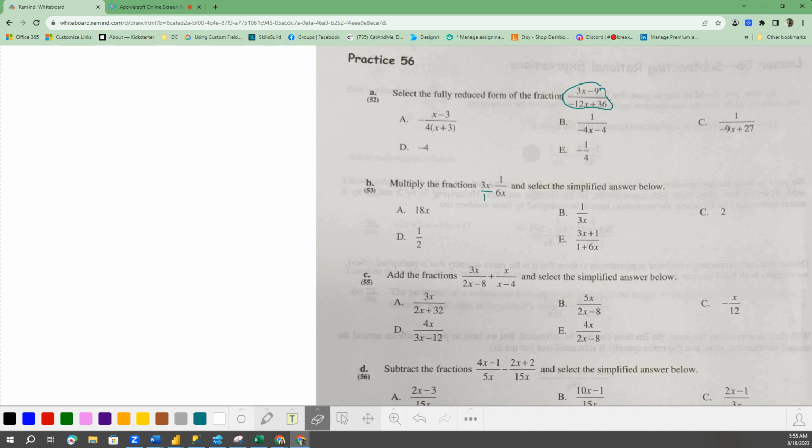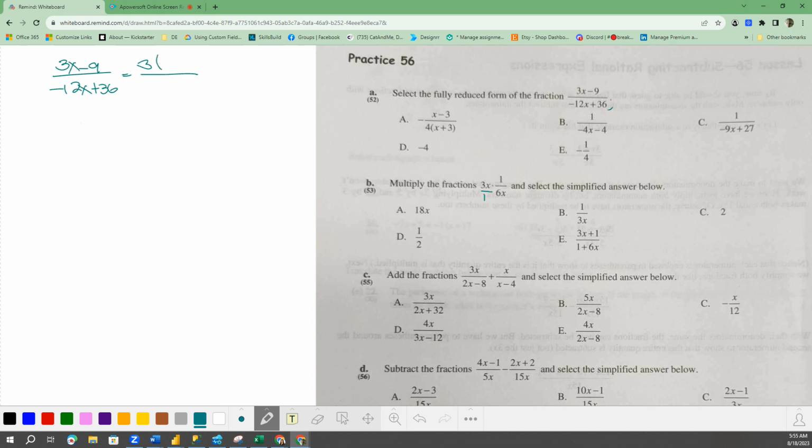Okay, so let's start with letter A. I'm going to write that 3x minus 9 over negative 12x plus 36. I'm going to start with the numerator. Is there something I can factor out between 3x and negative 9? So you can factor out 3. Is there anything else that you can factor out between 3x and 9? Well, there's nothing else, so that's when you start your parentheses.